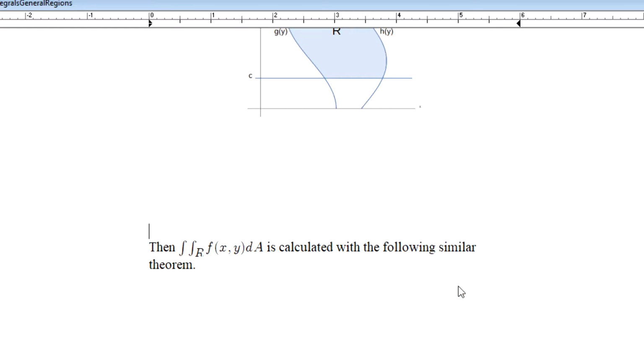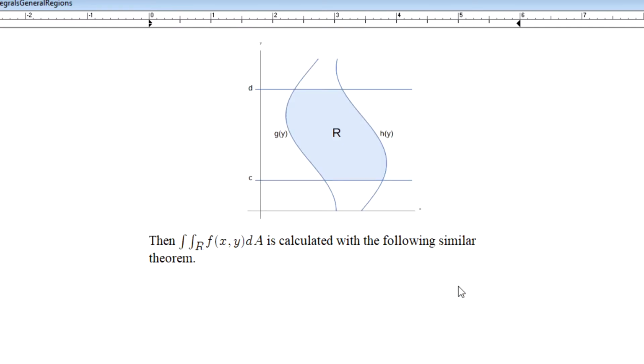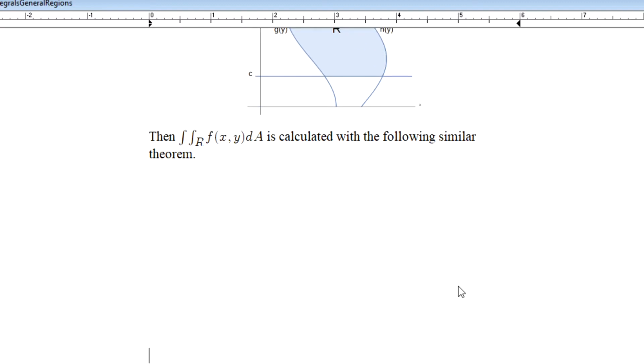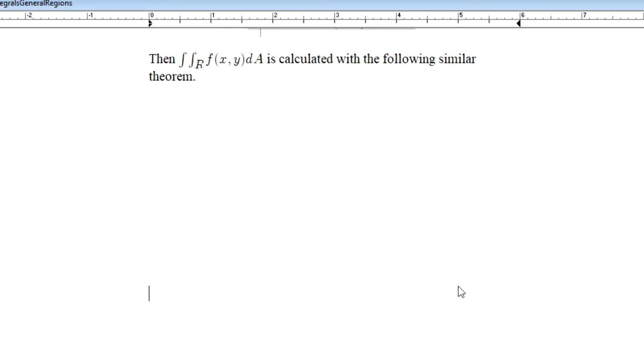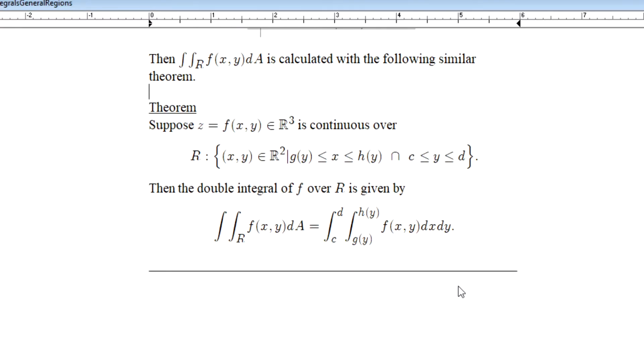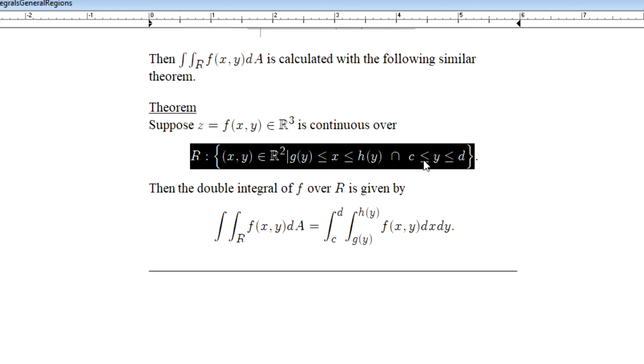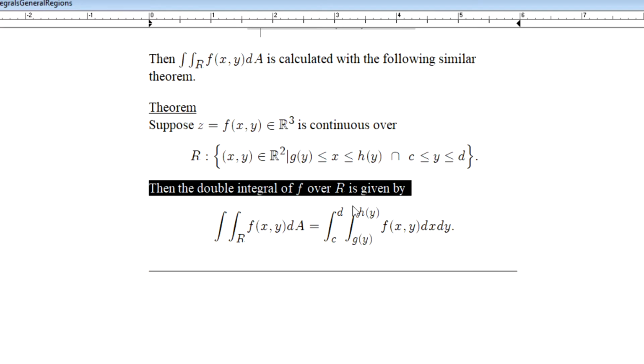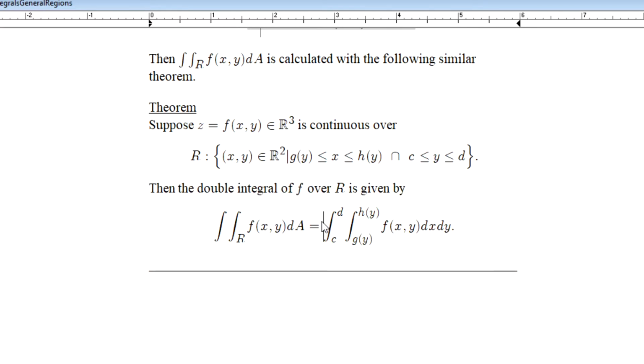to calculate the double integral, we rely on a similar looking theorem. Right? If I bring that theorem into view, that theorem is stated as follows. Again, we're going to assume we have this multivariable function in three-dimensional space, this surface in 3 dimensions, and it being continuous over this region R where we have this new orientation, y being independent and x being dependent upon y. In this particular case, the double integral of f over R is going to be given by this very specific calculation.